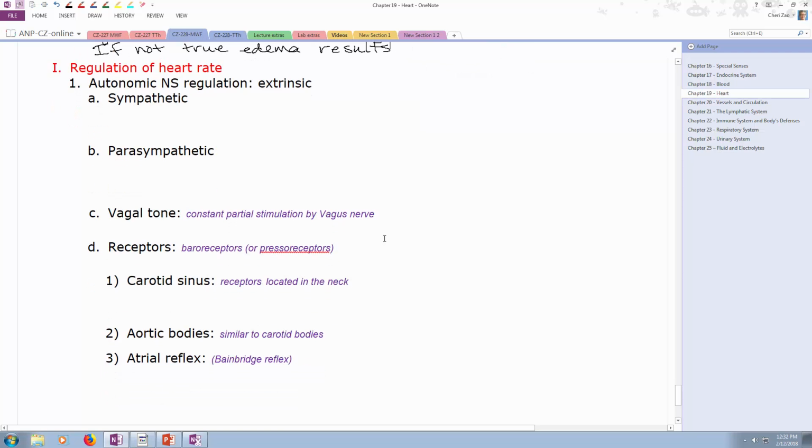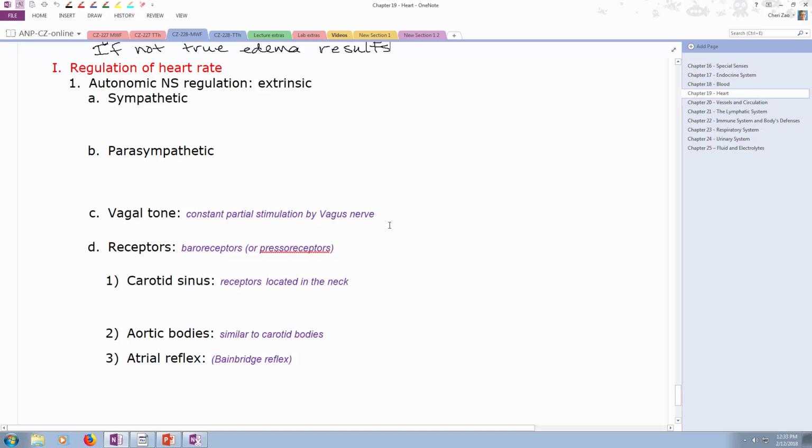Regulation of the heart rate. Autonomic nervous system is the big player in that extrinsic aspect. Remember, the medulla oblongata has got the cardio accelerator and cardio decelerator centers in them. And where are our ANS control centers located? Hypothalamus. So the hypothalamus will tell the medulla oblongata, go ahead, speed it up, go ahead, slow it on down. So don't forget that. Sympathetic and parasympathetic.